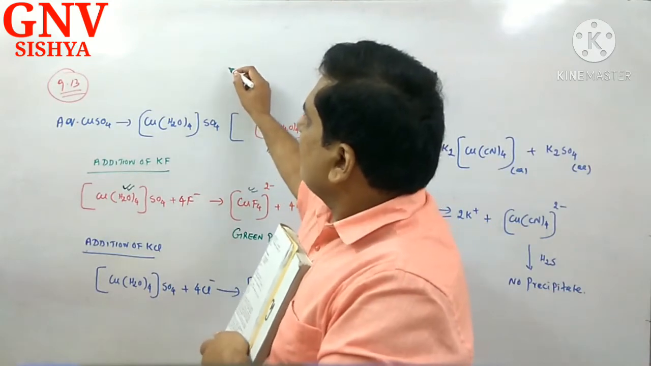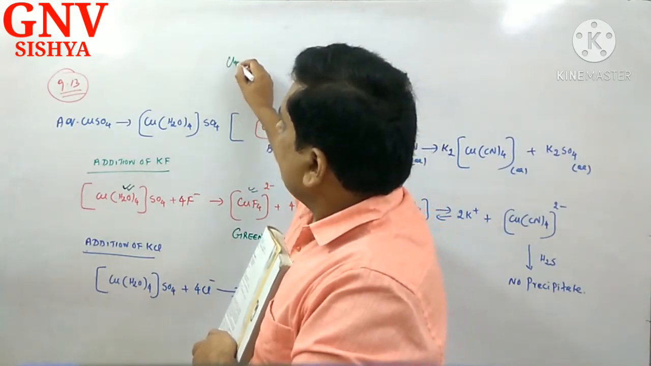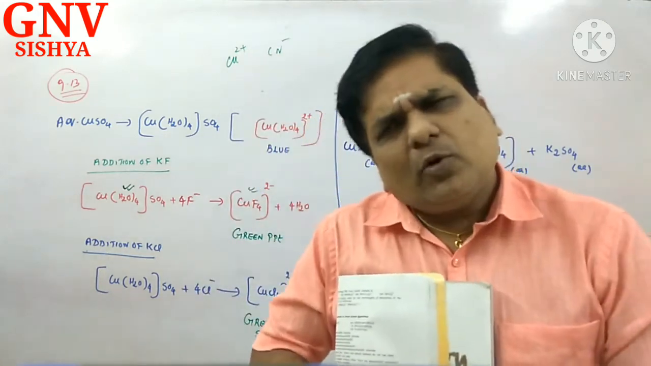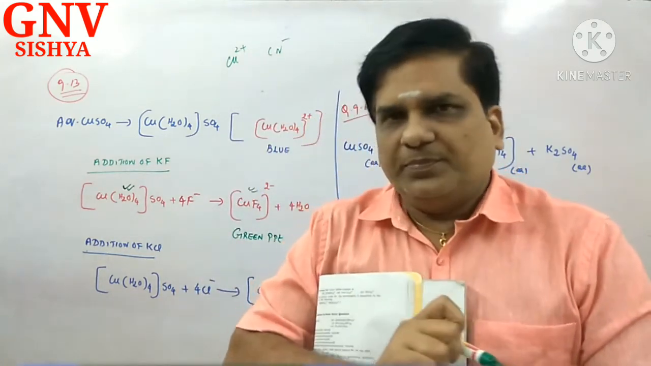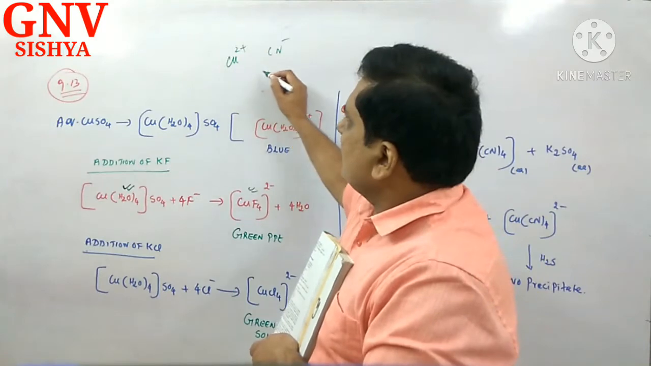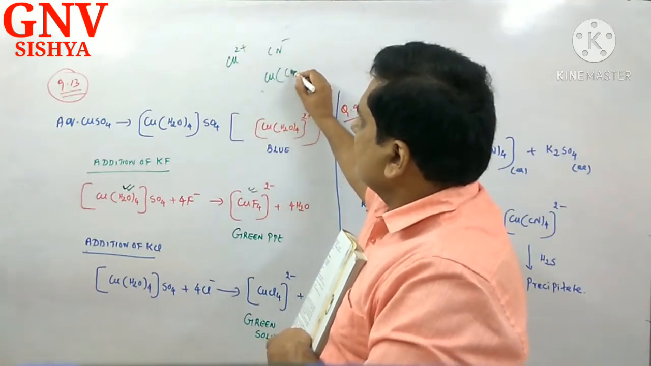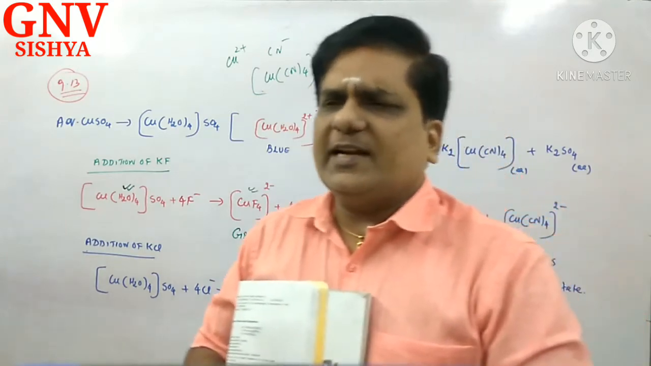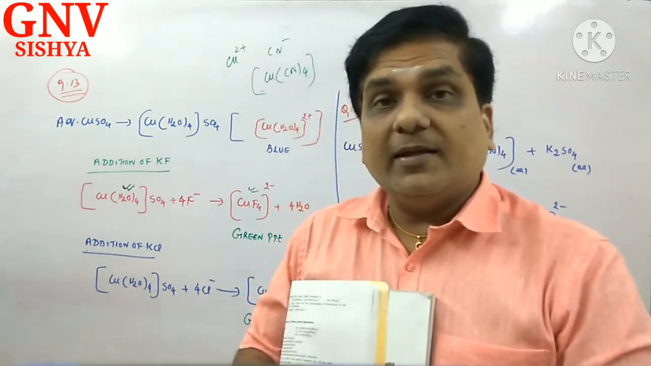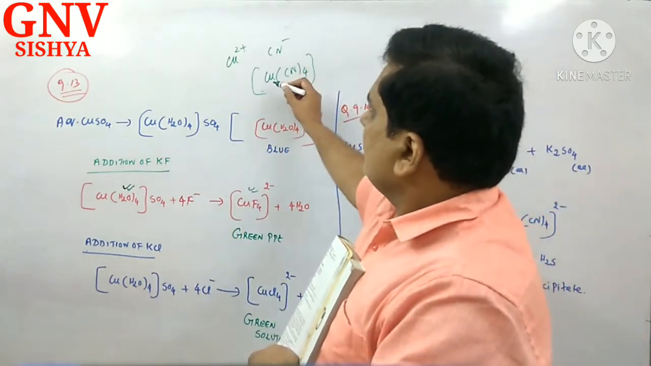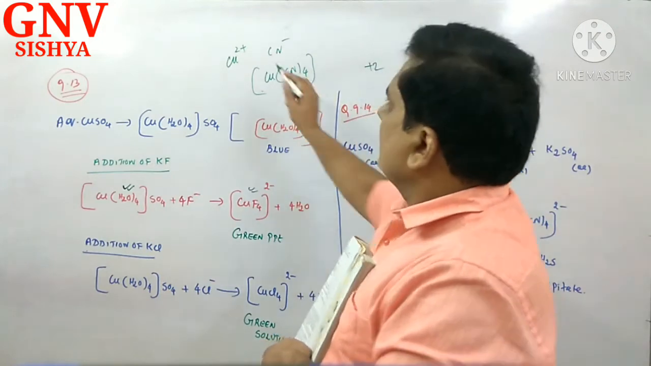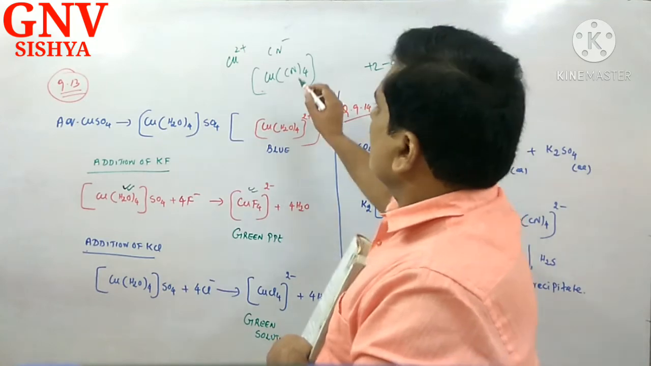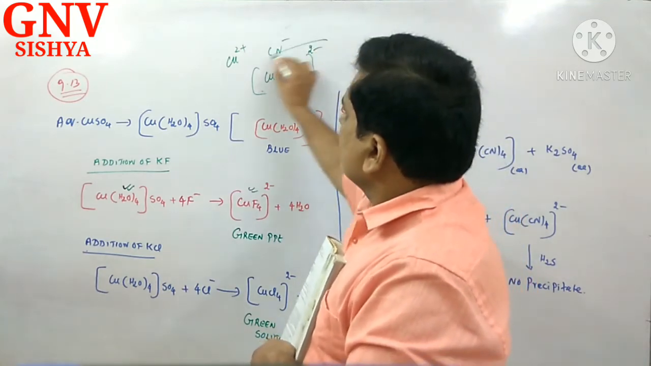Shall we work out here? Copper is 2 plus, CN minus. Copper coordination number how much? 4. Correct? Copper, CN 4. Blindly, suppose you are forgetting in the examination, this is one of the easy ways. What will be the overall charge? Copper is plus 2, 1 CN is 1 minus, 4 CN minus is minus 4. Plus 2 minus 4 is equal to what? Minus 2. So the answer is 2 minus.